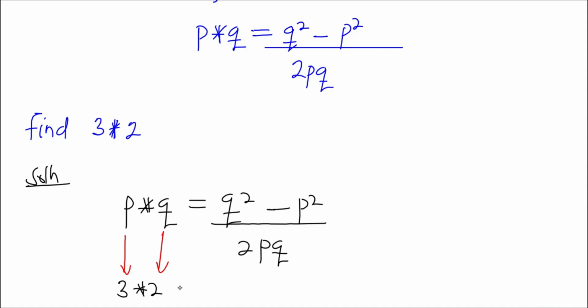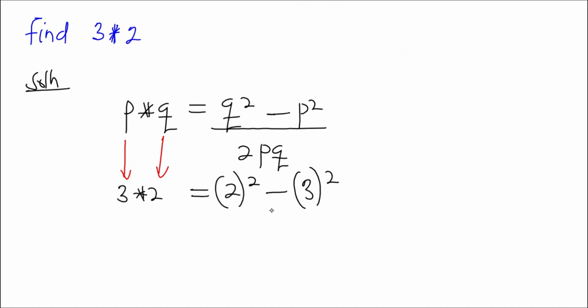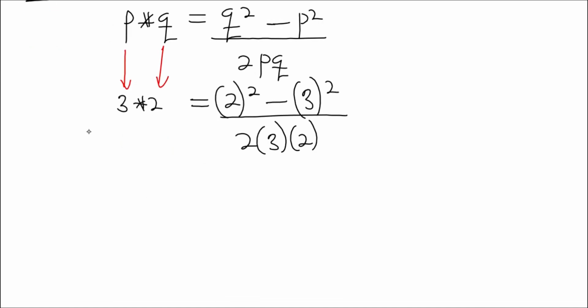Now having known that, our solution becomes Q squared, so that is 2 squared, minus P squared, that is 3 squared, divided by 2, and we know P's value to be 3 and we know Q's value to be 2. So now what is left is simplification.